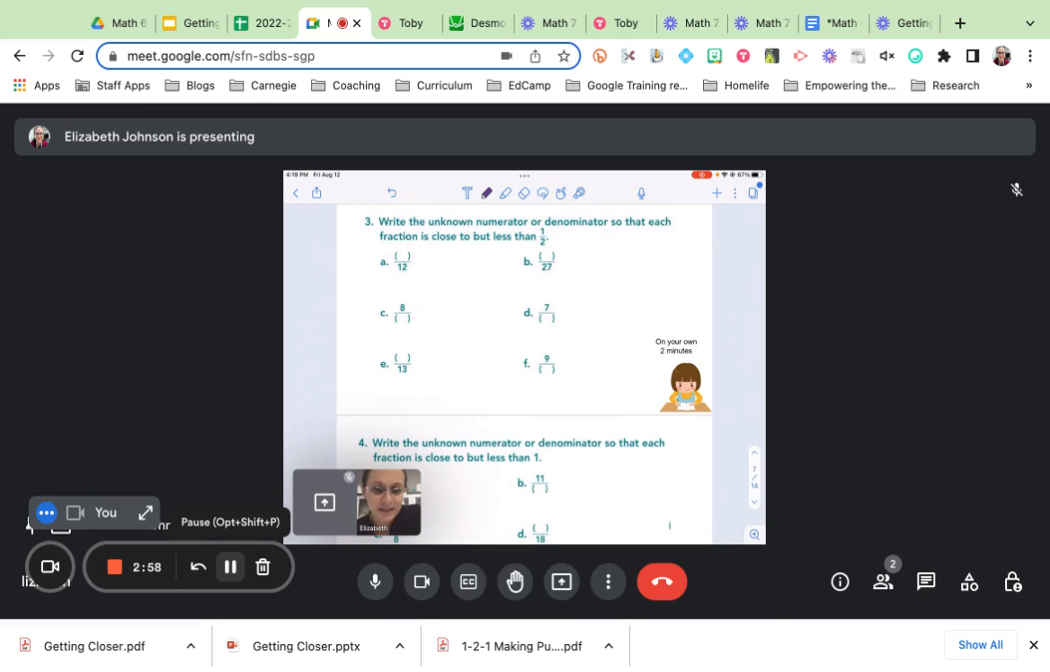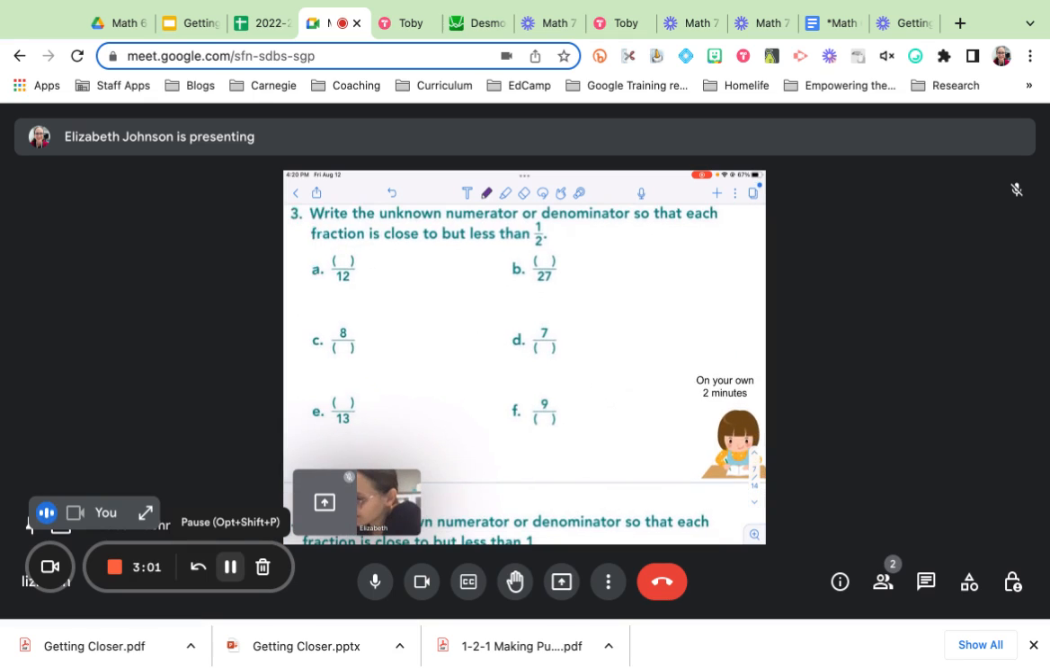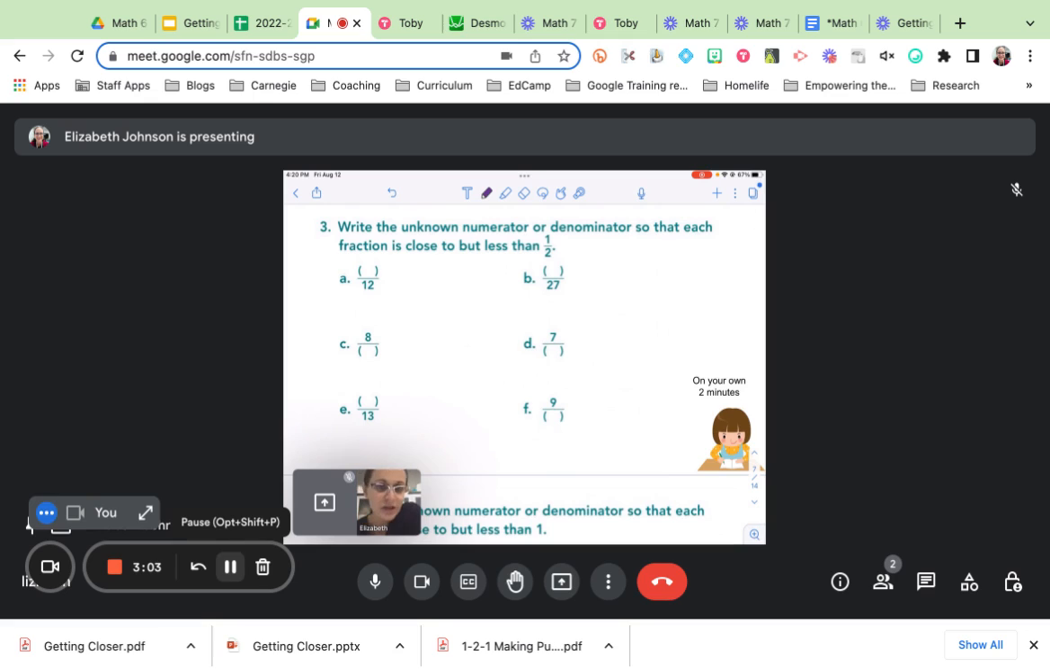All right. I hope you had a good discussion about the fractions that you generated in exercise 2. Let's look now at exercise 3. It tells us to write the unknown numerator or denominator so that each fraction is close to, but less than 1/2. We want each of these to be a little bit less than 1/2. Here's how you do this, guys. So 12. What I want you to think about is, what is 12 divided by 2? It's 6. That's easy. So a number that would be a little bit less than 1/2 would be 5/12, because 5 is a little bit less than 6.